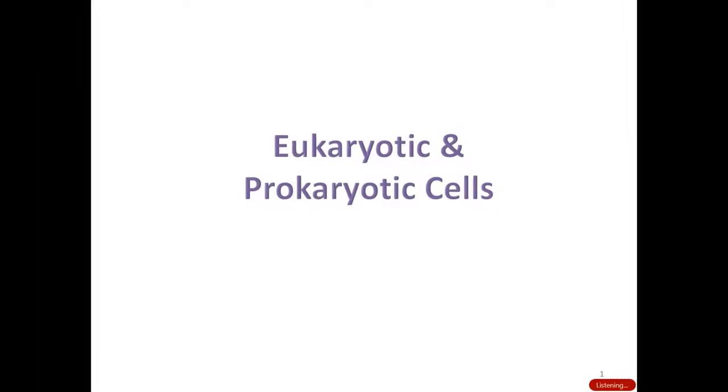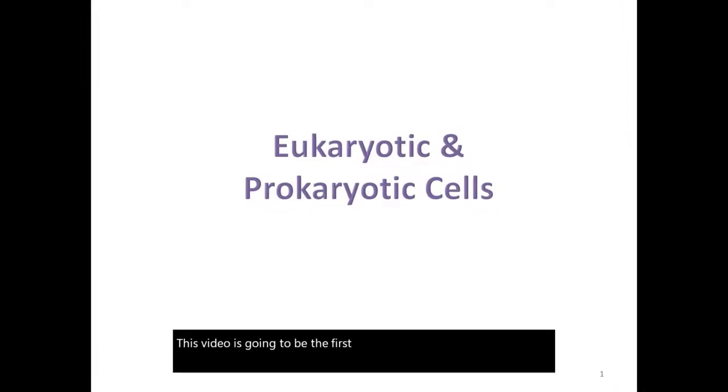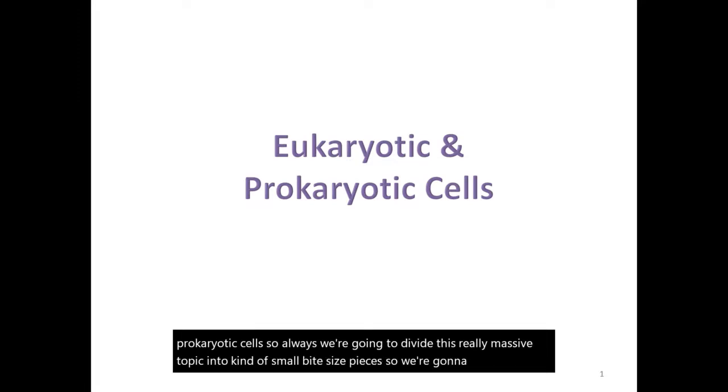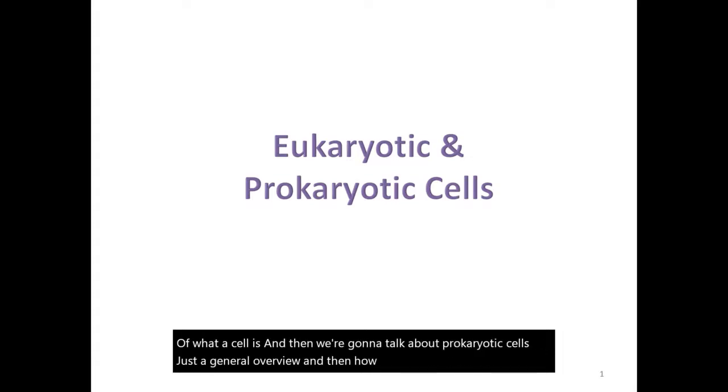This video is going to be the first video in a series on eukaryotic and prokaryotic cells. So like always, we're going to divide this really massive topic into small bite-sized pieces. We're going to do a quick review of what a cell is, and then talk about prokaryotic cells, just a general overview, and then how we describe the shape and arrangement of bacterial cells, because in this microbiology course, we do spend a lot of time talking about bacteria, and that's what we're going to be seeing in lab as well.